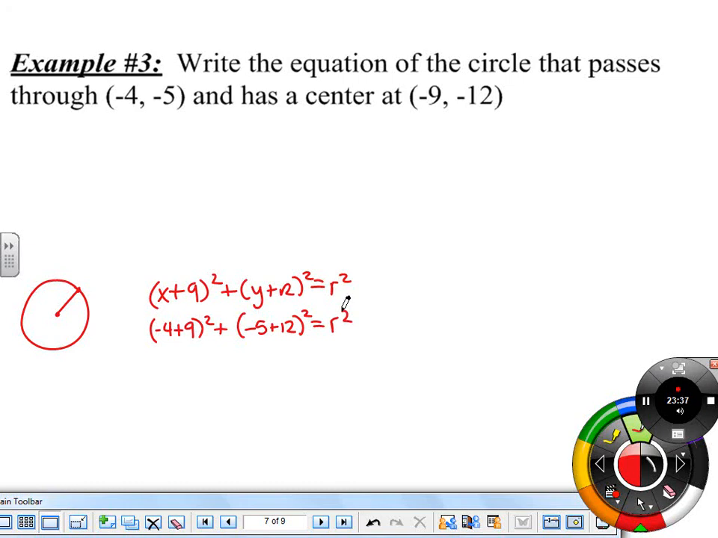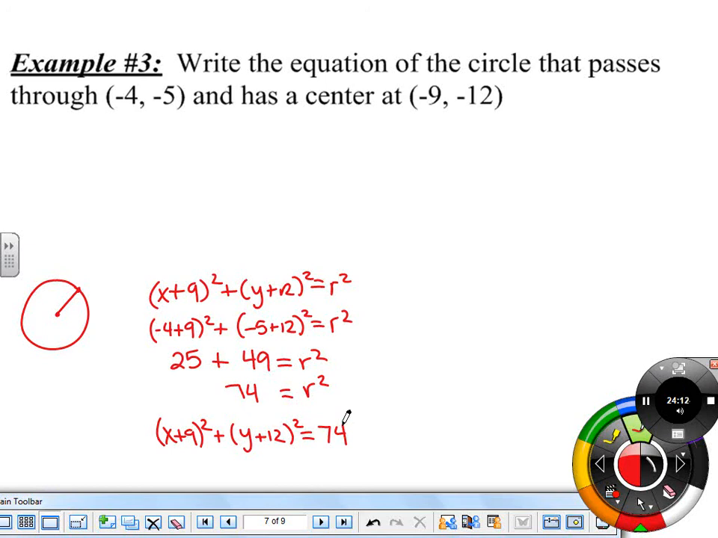So 9 plus -4 is 5, and squared is 25. 12 plus -5 is 7. Squared is 49. And if I can add these together properly, I get 74. So then I go back here, and my final version of the equation is (x + 9)² + (y + 12)² = 74. Not 74 squared, because my 74 represented my radius already squared. Okay?